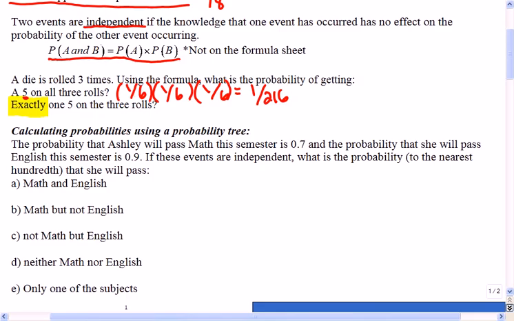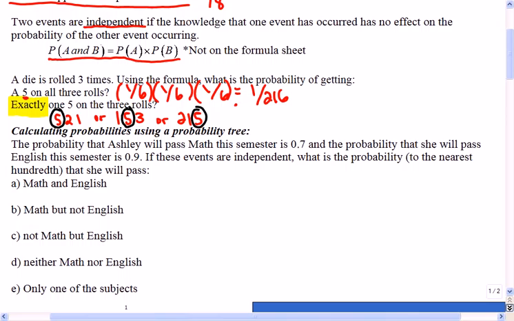So if we think about what that could mean, that could mean I roll a 5, a 2, and then a 1, or a 1, 5, 3, or possibly something like a 2, 1, 5. Okay, so the reason I've done it this way is it could be a 5 in the first position, it could be a 5 in the second position, could be a 5 in the third position, but the point is it can't be more than one of those. So let's see how we would put this out in our probability tree.